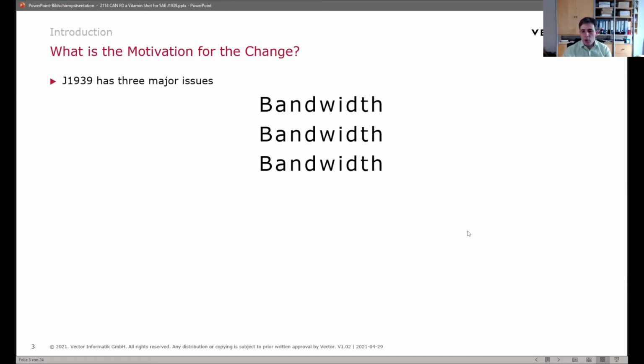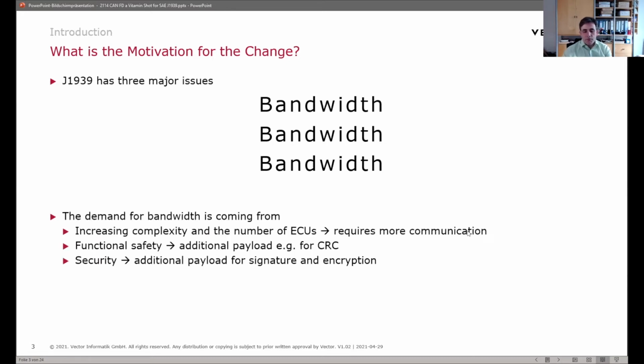And to overcome this, we had to think about what we can do. The demand for bandwidth is clearly coming, and we have identified a couple of areas. The demand for increasing bandwidth is simply because of the increasing complexity and the number of ECUs. All this requires more communication, which eats up a lot of the available bandwidth.